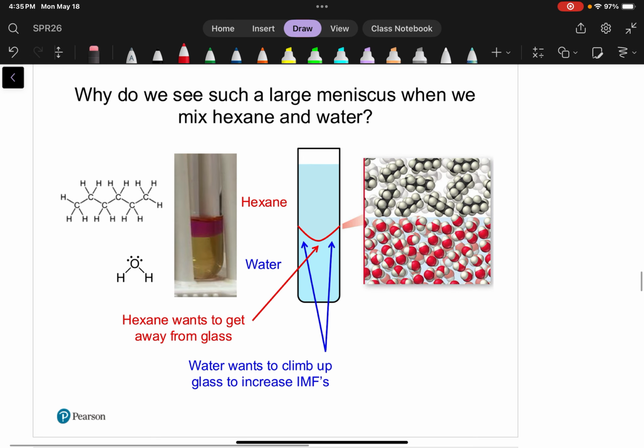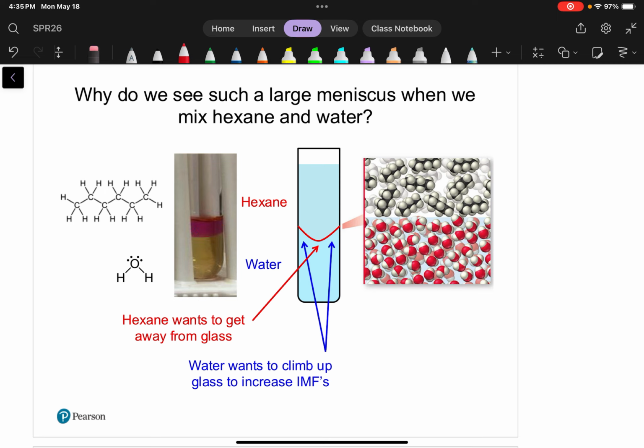All right. We can also see capillary action if we look at a meniscus. So this question says, why do we see such a large meniscus when we mix hexane and water? We actually mixed hexane with aqueous solutions in one of our labs. And this is actually not as dramatic as I've seen. I've seen some pretty dramatic ones. So this is less dramatic than I usually see.